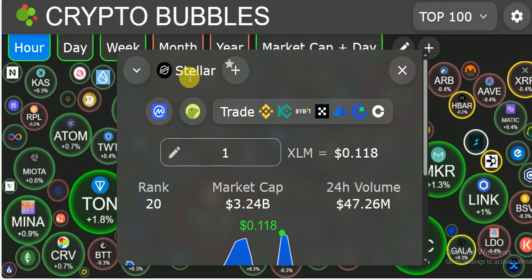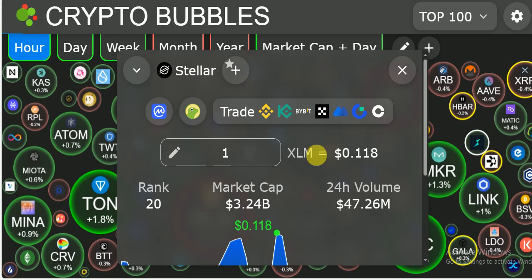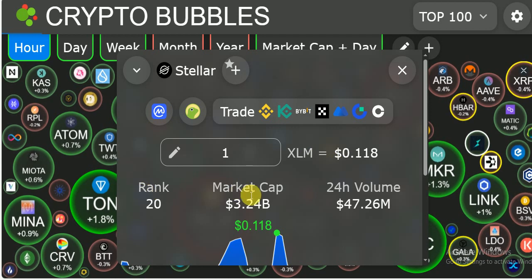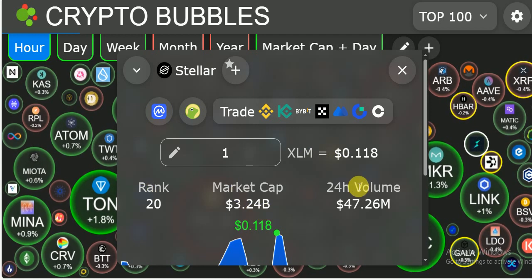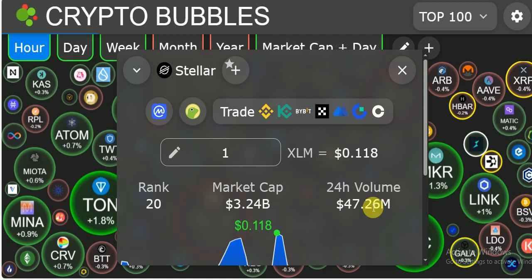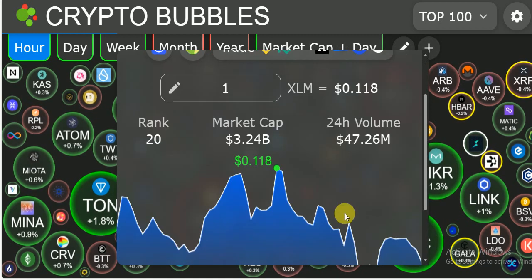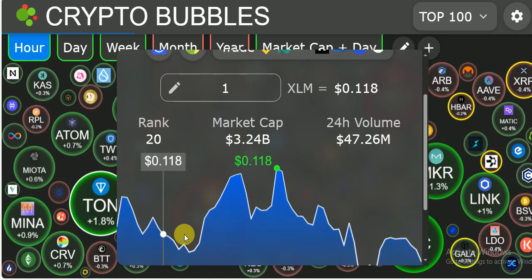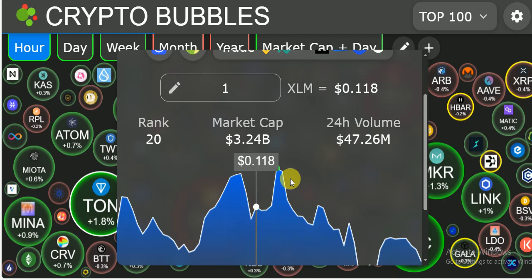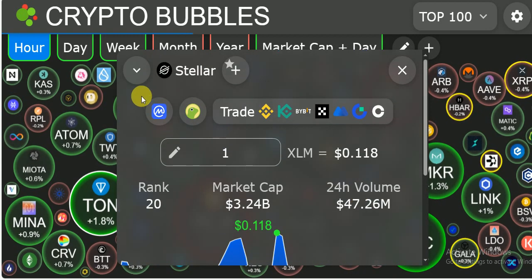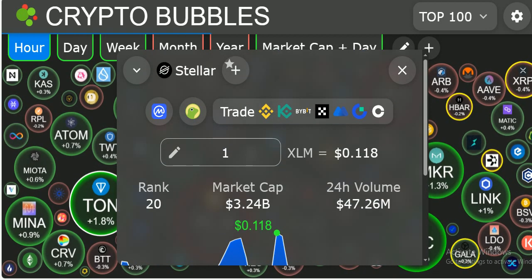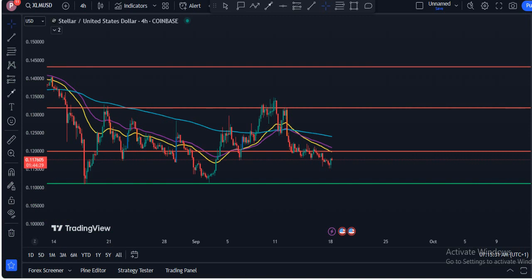Today we will be looking at Stellar XLM, currently ranked at 20 with a market cap of about $3.24 billion. We have a 24-hour volume of about $47 million. Today we will be looking at some very interesting price action, technical analysis, and price prediction for Stellar XLM. So without further ado, let us move to the chart.